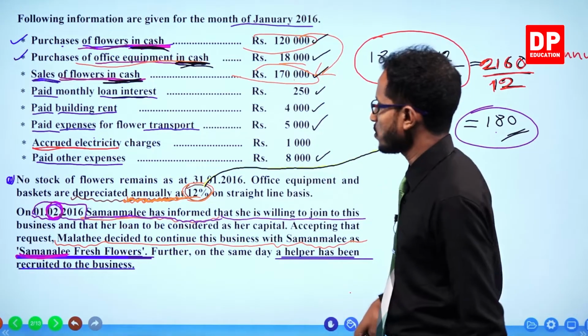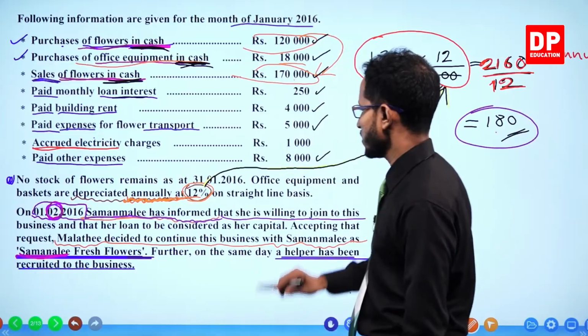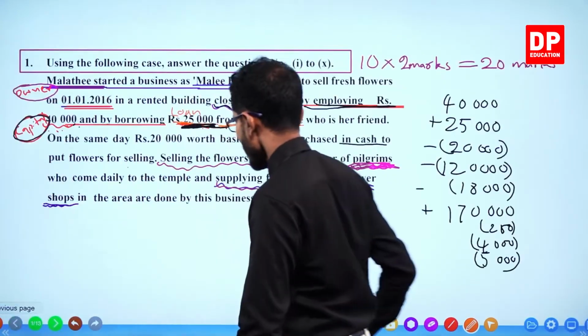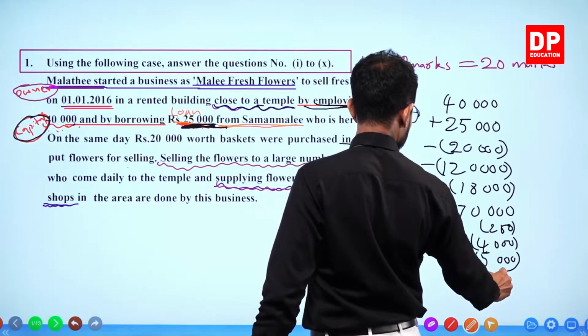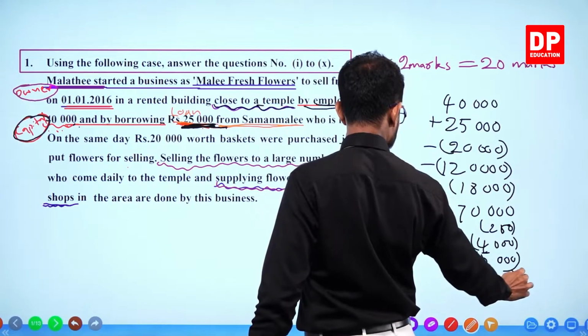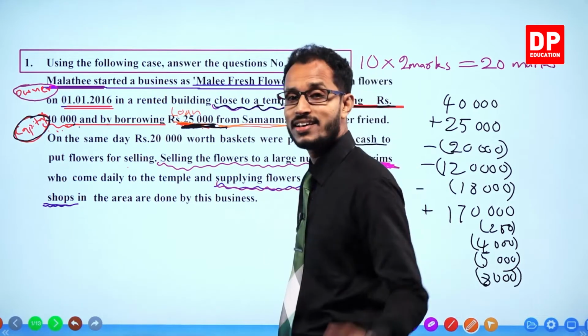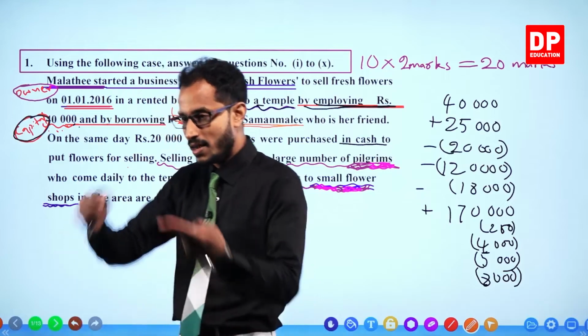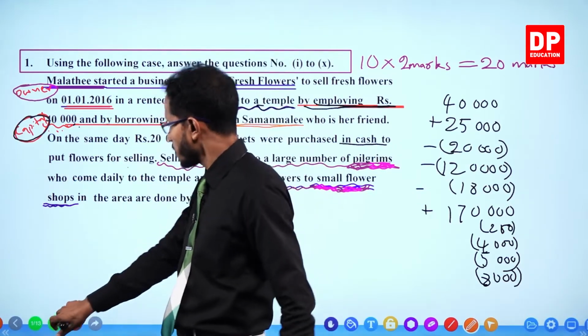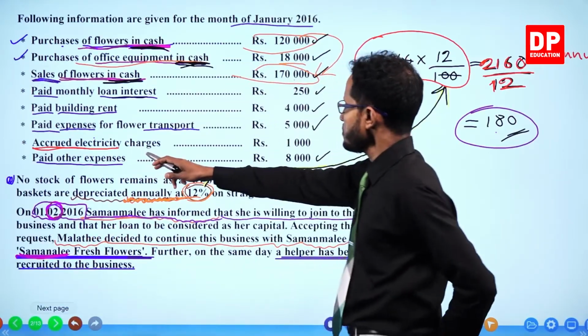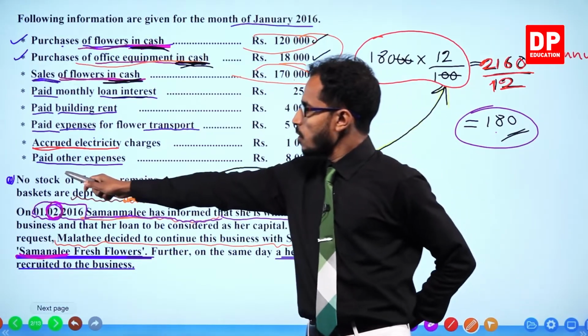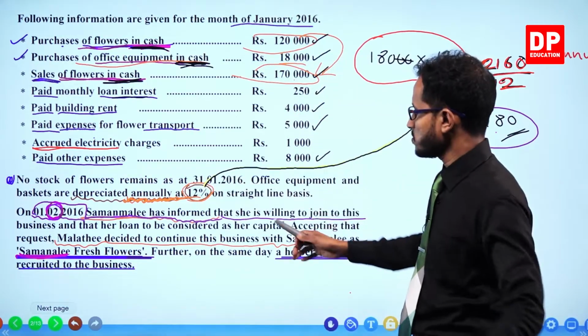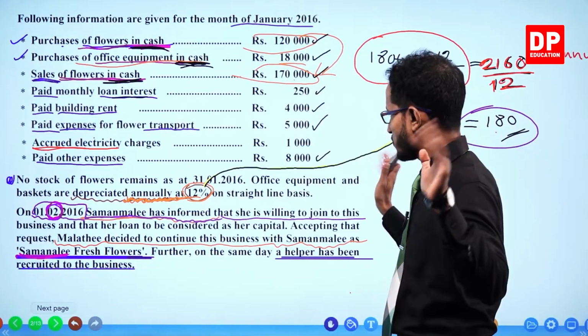We must take the last one. Paid other expenses, 8,000. That is also a subtraction because paid, money goes out. 8,000. No stock of flowers remaining, doesn't matter to us, not relevant to cash.